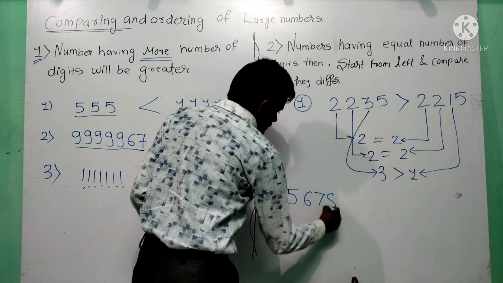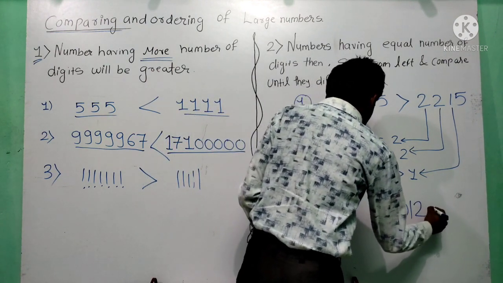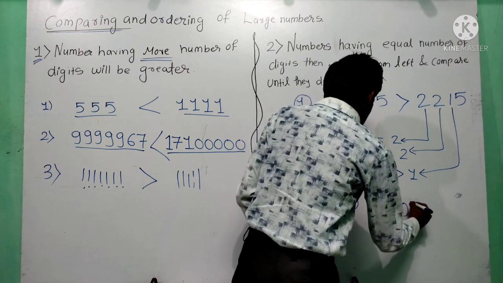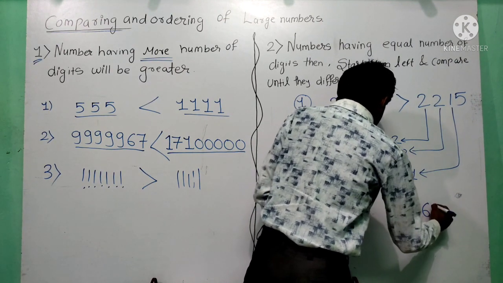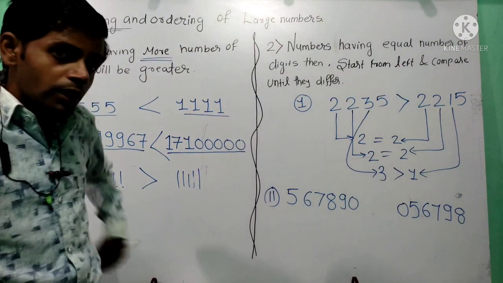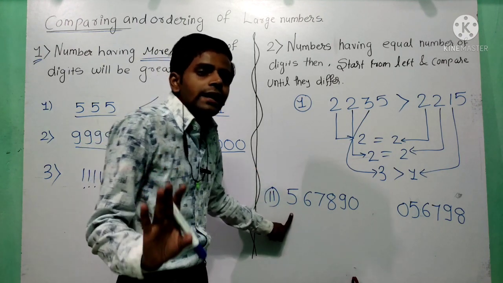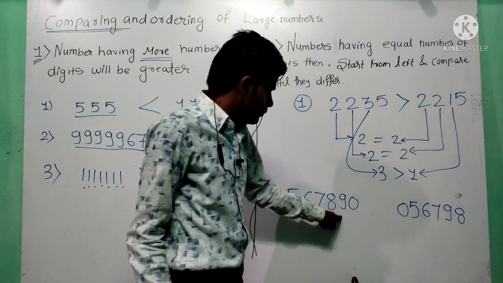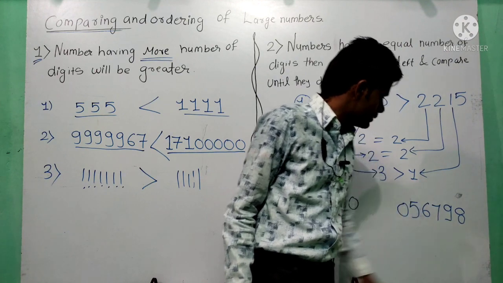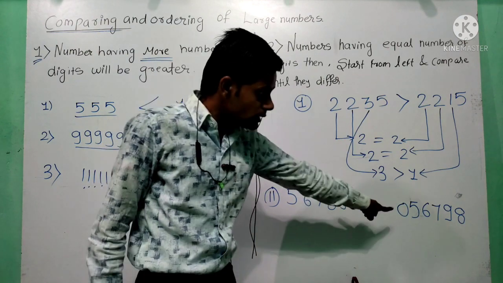5, 6, 7, 8, 9, 0, and I'm taking here 0, 1, 2. गड़बड़ हो गई. Wait a minute. 0, 5, 6, 7, 9, 8. Okay. Now here is a number. Now you will say that, wait a minute. First of all, start count the number of digit. 1, 2, 3, 4, 5, 6. यहाँ 6 digit है. 1, 2, 3, 4, 5, 6. It also have 6 digit.